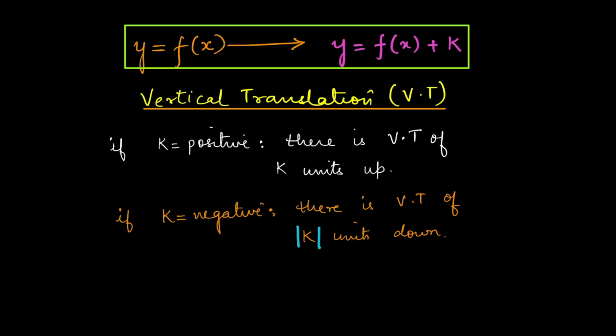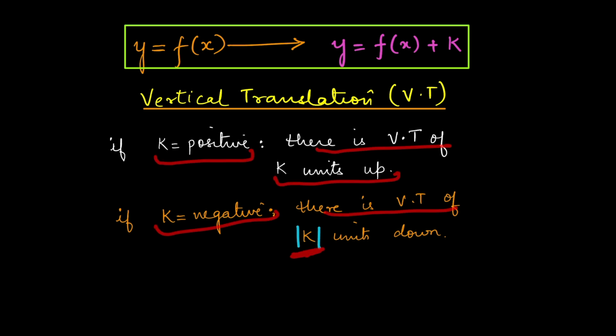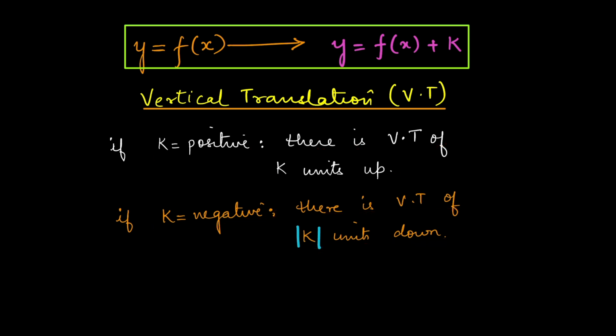Now this is the given function, which has been transformed to y is equal to f(x) plus k. Now the vertical translation, so what does k represent here? If k is positive, then we say vertical translation of k units up. And if k is negative, then we say vertical translation of absolute value of k units down. So what do we mean by this? Suppose we have k value as, let us say, 10. So this is a positive value.